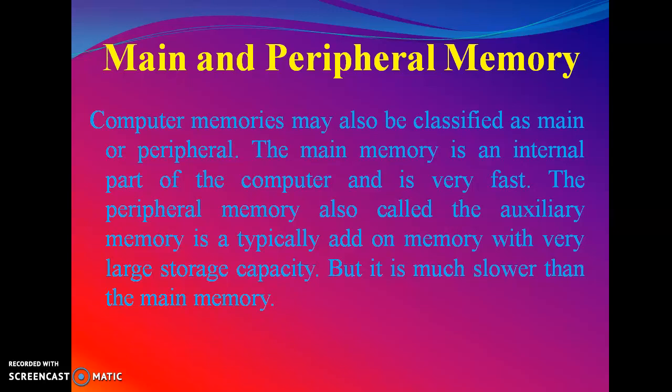Next, main and peripheral memory. Computer memories may also be classified as main or peripheral. The main memory is an internal part of the computer and is very fast. The peripheral memory, also called the auxiliary memory, is a typical add-on memory with very large storage capacity, but it is much slower than main memory.